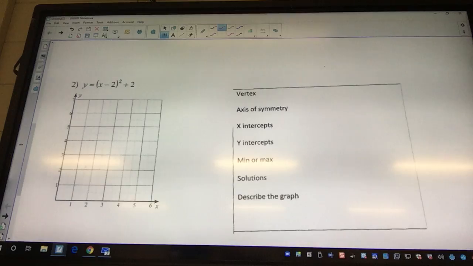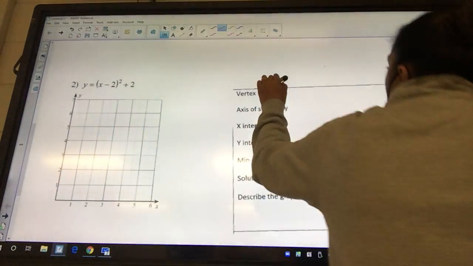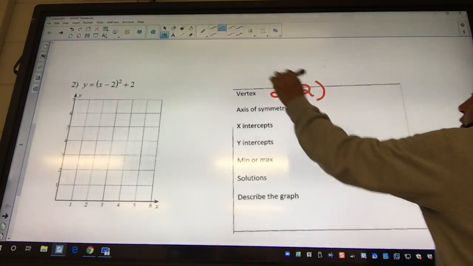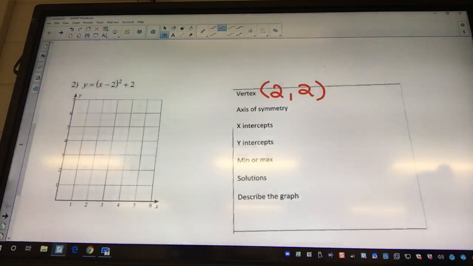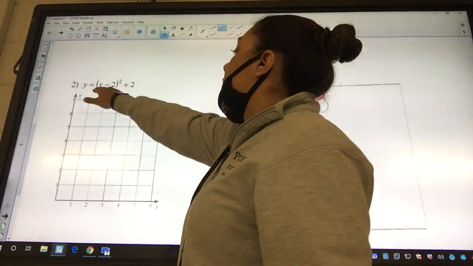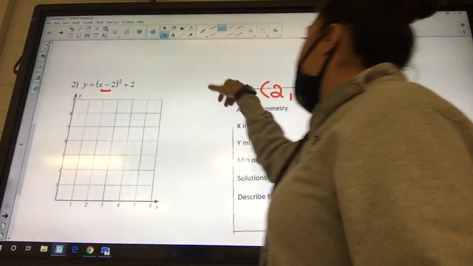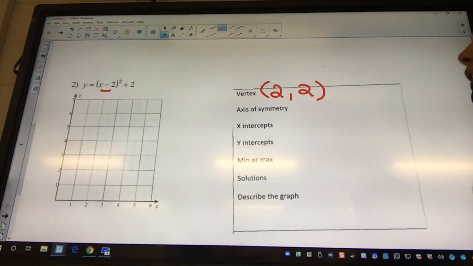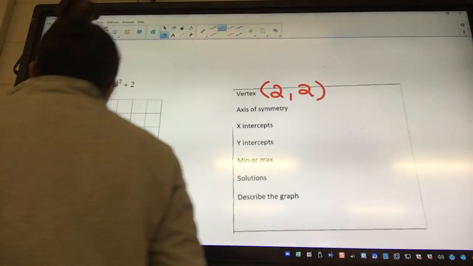Okay, let's look at the next one. This is just like what we did yesterday, so it's more like a review. After this, the rest are different. So, what is the vertex? Positive 2 and a positive 2. Why is it positive 2, positive 2? Because the one on the inside changes, so instead of minus 2, it's really plus 2, and the outside we keep the same. Okay, so plot your vertex.